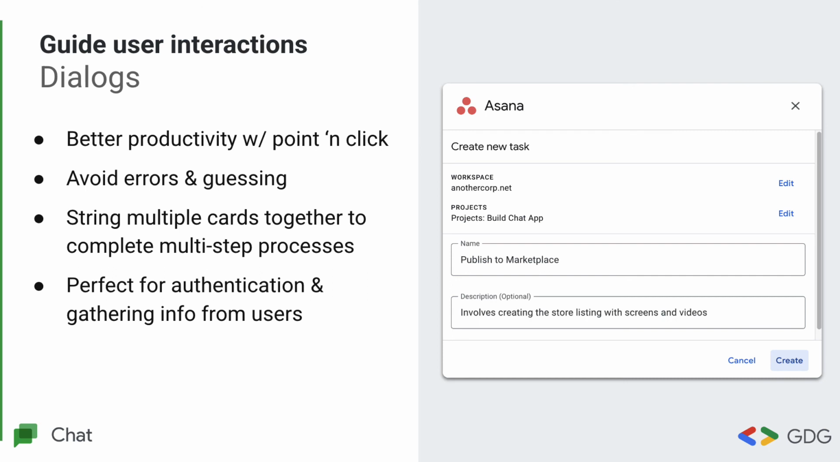Dialogues definitely lend themselves to more complex, multi-step processes, and you are able to string a number of dialogues together to handle longer or conditional operations. Unlike cards that persist in the message, dialogues require users to respond to the dialogue while it's prompted. This is super useful for a number of scenarios like authentication or gathering inputs that are required for the user to complete before taking additional actions within a process flow.